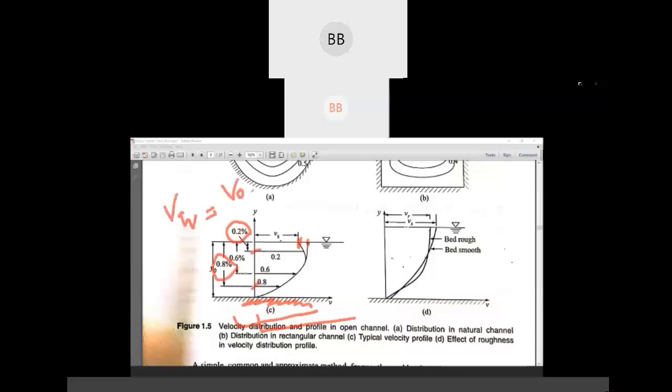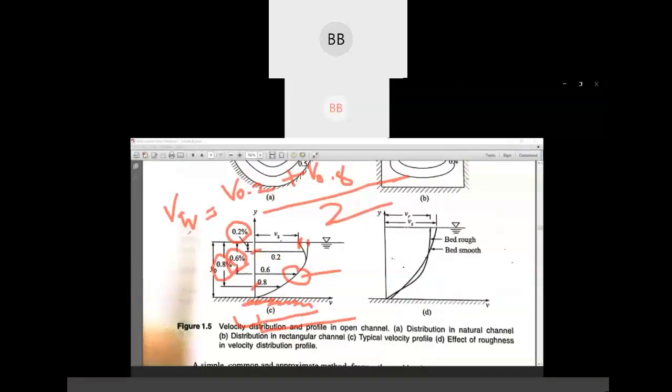V 0.2, yes, V 0.8, divided by 2. Okay? You will get the average velocity. Some scientists also say that if you directly take the velocity at 0.6, you will get the average value directly. But later on, various experiments were performed, and it came out that this equation is more appropriate.